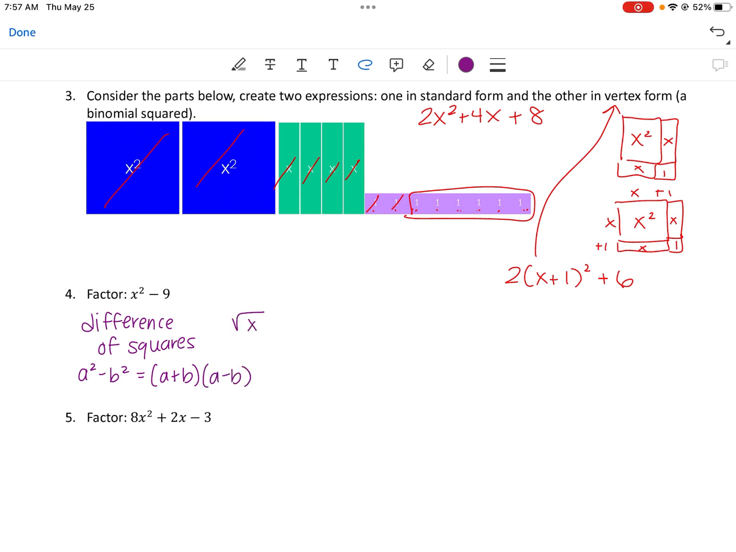So when you look at the square root of x squared, you get x. The square root of 9, you get 3. So what does this look like in factored form? You'd have x plus 3, x minus 3.